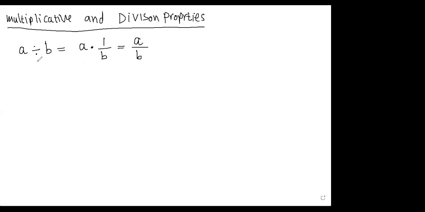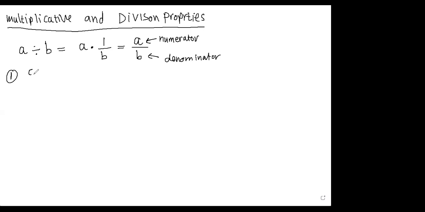So this is a fraction. A divided by B is like a fraction. This is called the numerator, and this is called the denominator. Okay. So let's talk about the first property for multiplication.